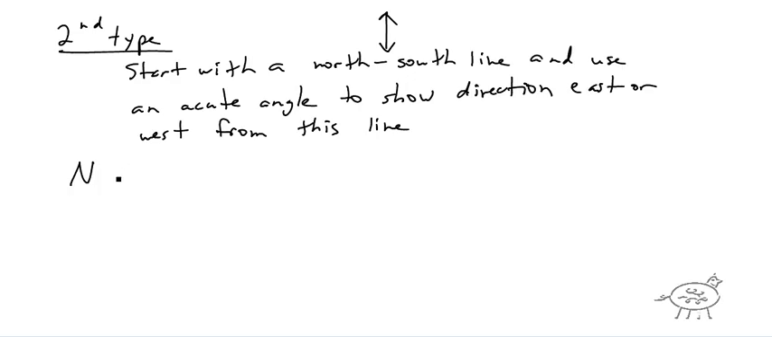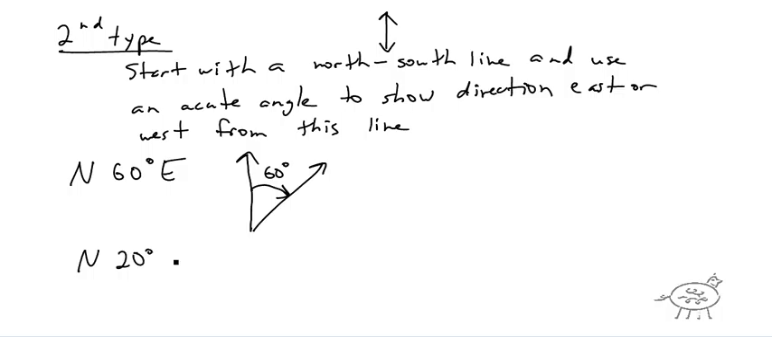If I said north 60 degrees east, that's the format it's going to be in. That's actually the same as the first one we just did. Here's your north-south line, and you go east, and east is to the right, like the East Coast. That's your angle, 60 degrees. If I do north 20 degrees west, again you draw a north-south line and you go the other way, going this way.